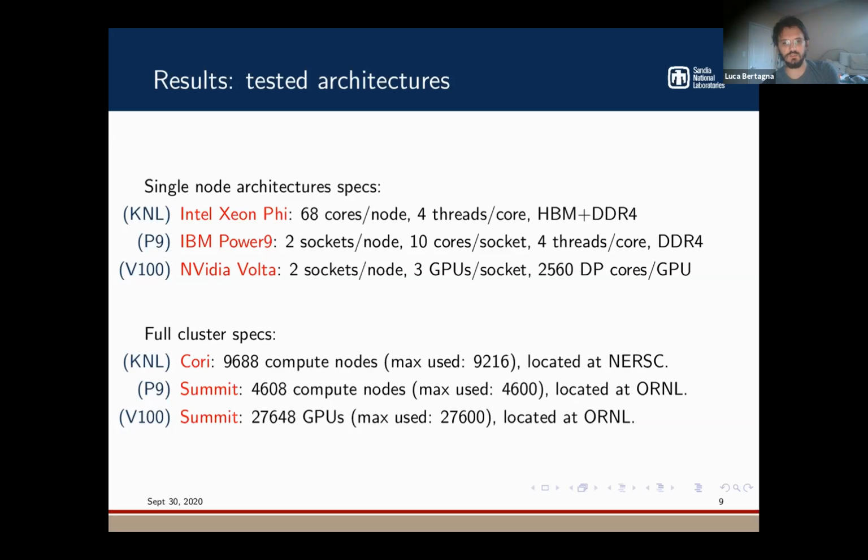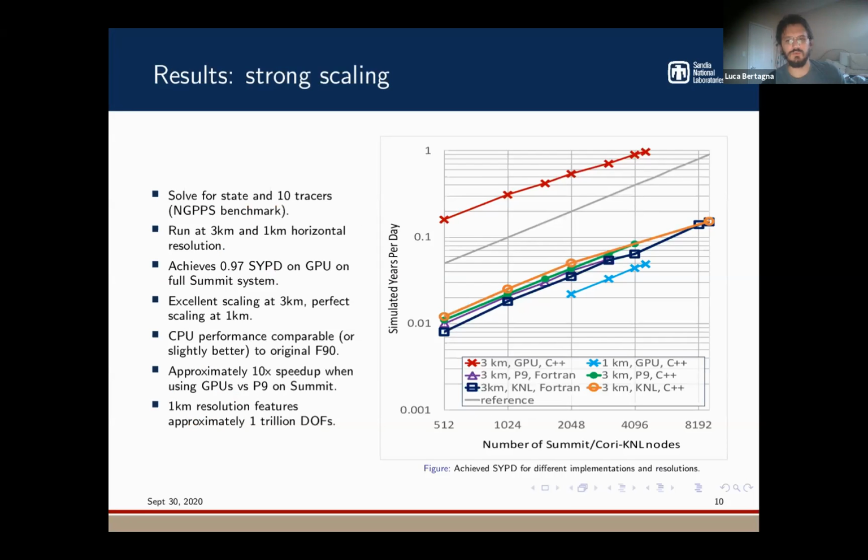On Summit, we scaled all the way up to 27600 GPUs, or 4600 nodes when running on GPUs. Oh, sorry, on CPUs. And on Cori, we scaled not all the way up to the full system size, but to 9200 nodes. So, okay, let's look right away at the most important thing that you have to achieve if you claim that you want to be performance portable, which is scalability. This is a graph showing our strong scaling results.